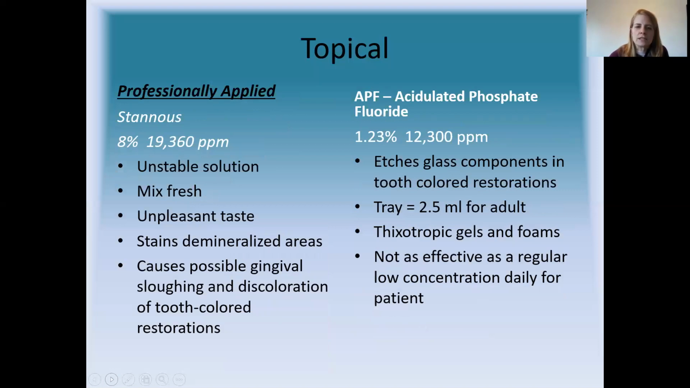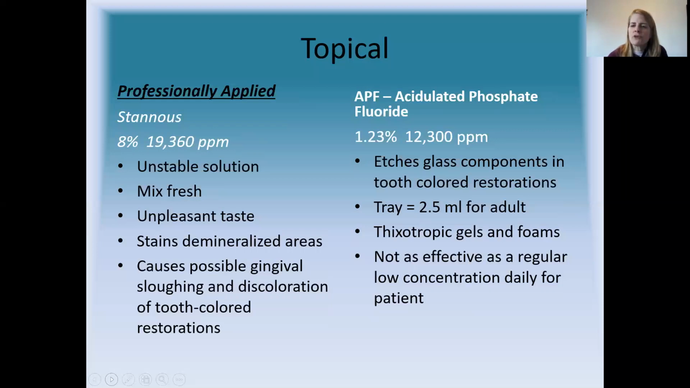Then we've got our stannous fluoride, which is a rinse that is mixed. This one isn't used a lot, but it's an 8% stannous fluoride, 19,360 parts per million, so a good fluoride concentration. It doesn't taste great. It stains in some of those demineralized areas, and it can cause some sloughing of the gingival tissue and some discoloration of tooth-colored restorations. So, okay, great, it's a higher concentration parts per million, but you have to mix it. Doesn't taste good, and it stains. Ugh. This one I haven't seen in a long time. Doesn't mean because I haven't seen it that it's not out there.